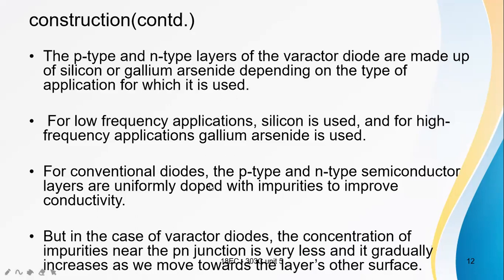For conventional diodes, the P and N type semiconductors are uniformly doped with impurities to improve conductivity.